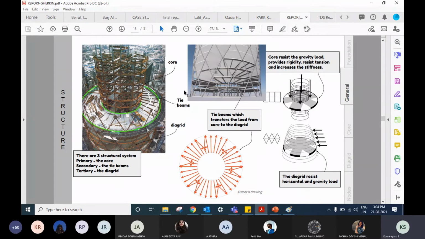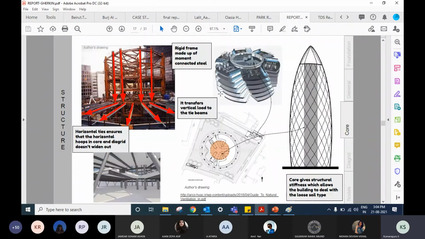I just wanted to know, okay, you have a central core system, which is made up of steel concrete composite, and that core runs from bottom to top. That is the primary structural system. The secondary is the tie beams, which I suppose are connecting the outermost columns to the central core. And tertiary is the diagrid. The diagrid is also carrying the vertical loads and transferring them to the bottom.